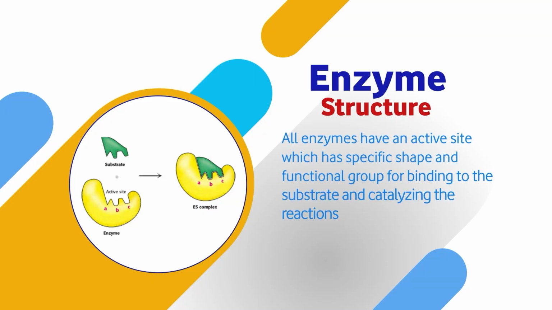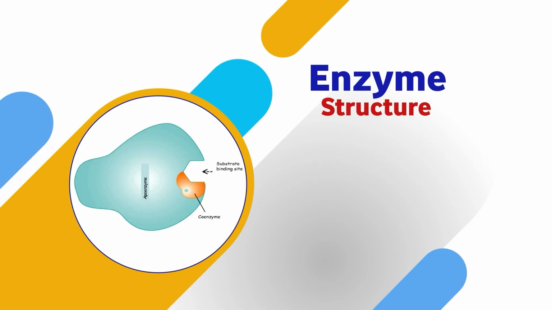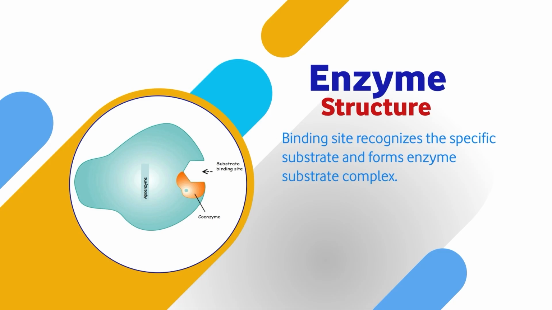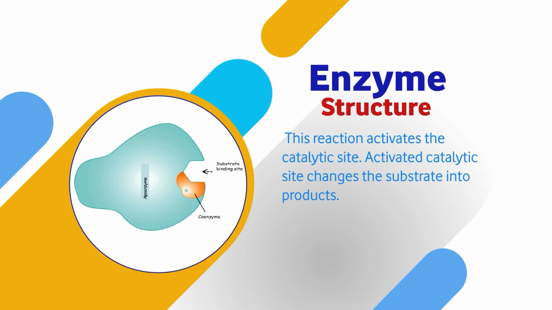All enzymes have an active site, which is specific in shape and in functional groups for binding to the substrate and catalyzing the reaction. The active site has two components: a binding site and a catalytic site. The binding site recognizes the specific substrate and forms the enzyme-substrate complex. Then the activated catalytic site changes the substrate into the product. So this is about the enzyme.